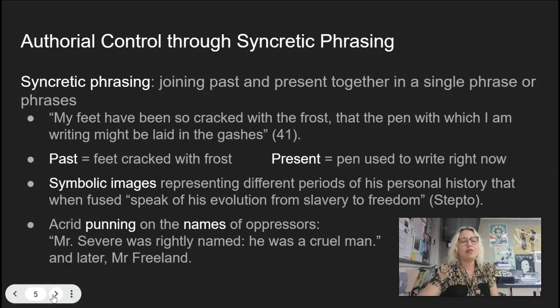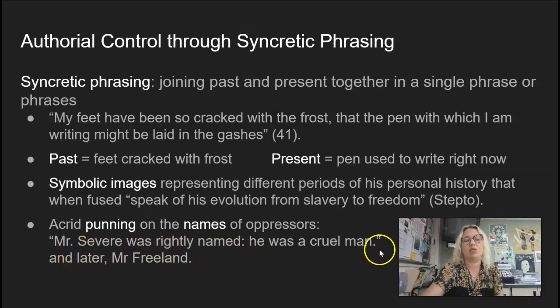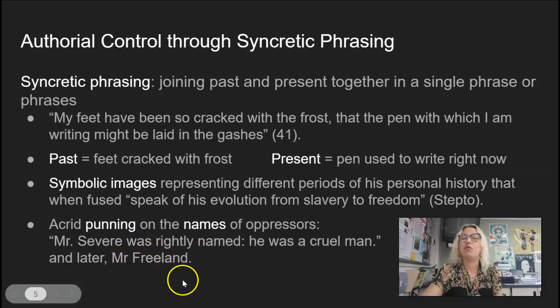He also uses acrid punning, acrid meaning just kind of bitter and angry, on the names of his oppressors. And this could be considered syncretic phrasing because he's joining the past, which is the name of the person, with what he's thinking about now from a distance. One is Mr. Severe, and he says he was rightly named, he was a cruel man. And later he talks about a Mr. Freeland and how, although he was better than other oppressors, Douglass preferred to be on free land rather than to be working for this Mr. Freeland.